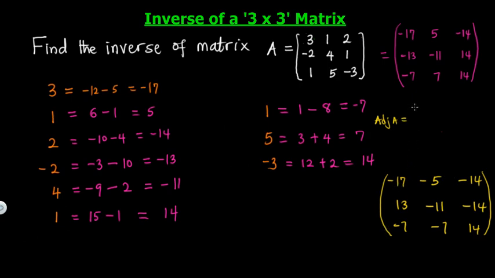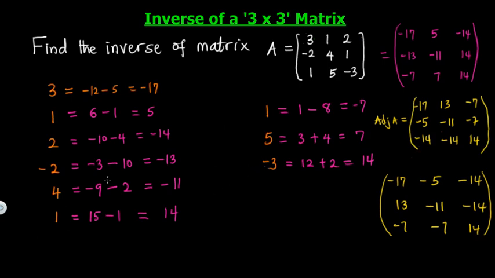So it becomes minus 17, minus 5, minus 14, then 13, minus 11, minus 14, the third part, minus 7, minus 7, 14. Now that this has been done, we've gotten the adjoint.